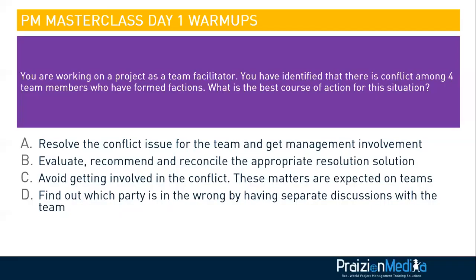First question, you are working on a project as a team facilitator. You have identified that there is conflict among 4 team members who have formed factions. What is the best course of action for this situation? A, resolve the conflict issue for the team and get management involvement. B, evaluate, recommend, and reconcile the appropriate resolution solution. C, avoid getting involved in the conflict. These matters are expected on teams. D, find out which party is wrong by having separate discussions with the team.